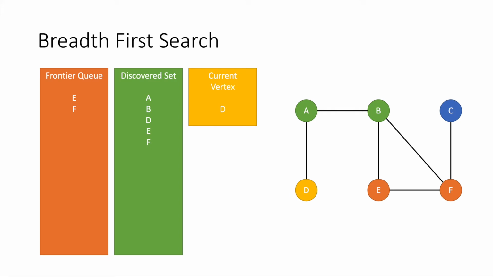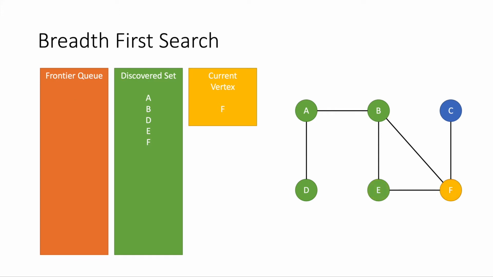This iteration, no new vertexes are added to either the frontier queue or the discovered set because D's only neighbor, A, has already been discovered. So we continue with the next iteration of the loop, with vertex E being set to the current vertex. Again, E's neighbors have both been discovered, so we continue to vertex F.